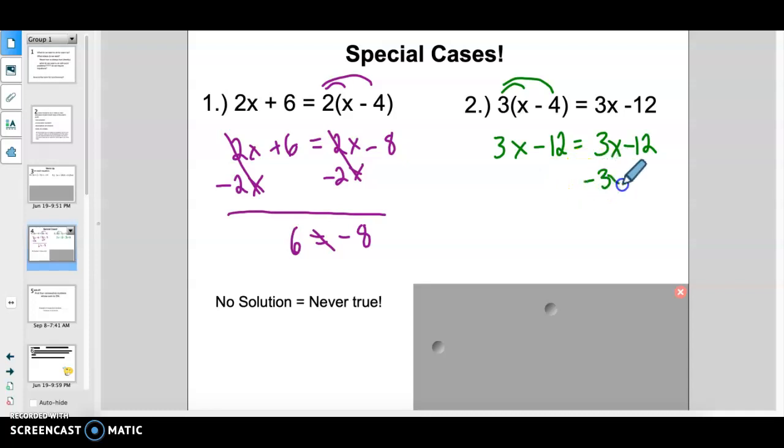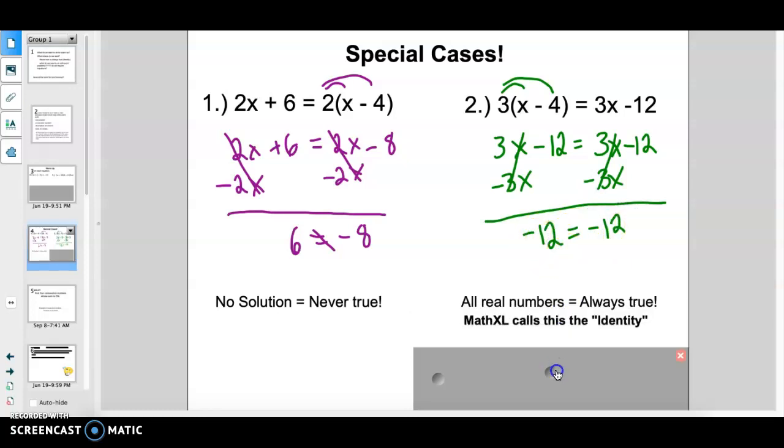So if I do minus 3x on both sides, those both equal 0. So what I'm left with is negative 12 equals negative 12. That is true. Negative 12 is the exact same thing as negative 12. So when you hit a situation where the two sides are perfectly equal, what you've got is all real numbers. Any number that you choose to plug in for x is going to make this equation true.